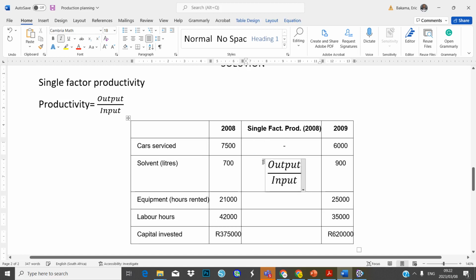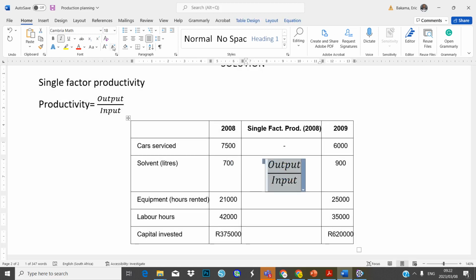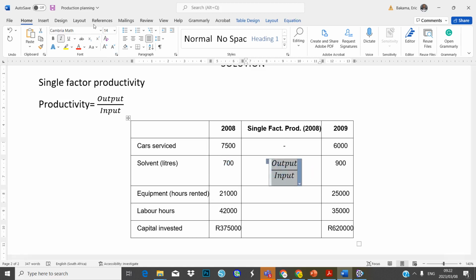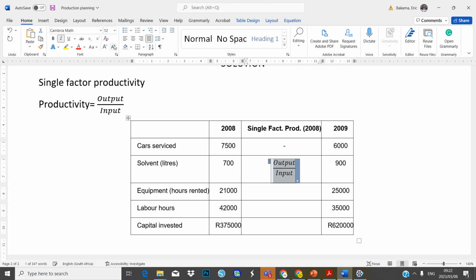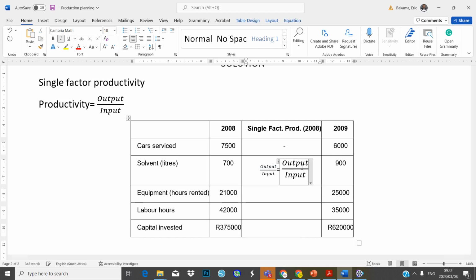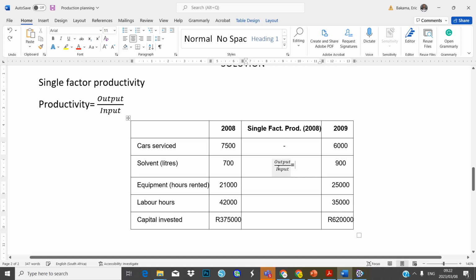The formula says that the productivity is equal to the output over the input. I'm going to decrease the font size a little bit, I think it's 11, so that we have something that makes sense. Yes, we have 11 here. So we know that this is the formula for the productivity: output over input.